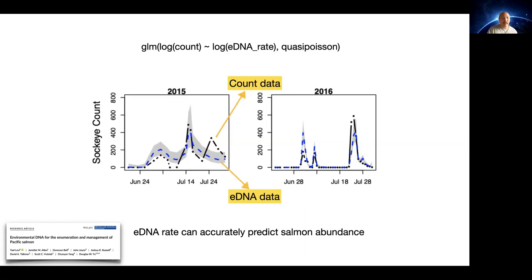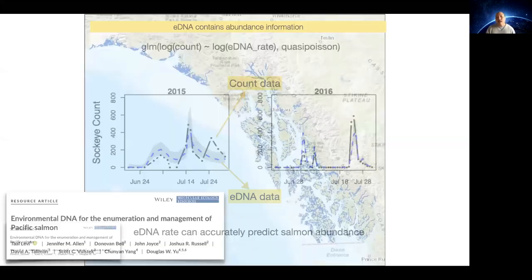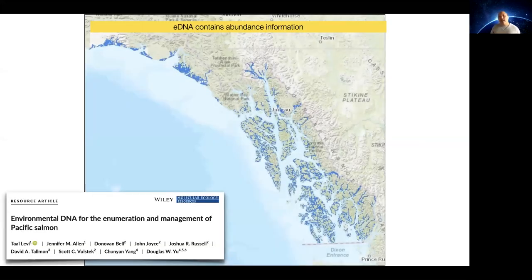So can eDNA fit and explain the count data? And it can. Not only that, but the 2015 model and the 2016 model are not significantly different from each other, which means that there's some possibility that we could fit a model to many years of data over many streams, and then hopefully over time get a robust model relating eDNA rate to fish counts. And then this would allow scaling up. So eDNA does contain abundance information, is what I'm trying to argue here.